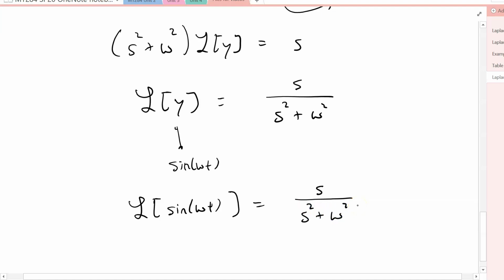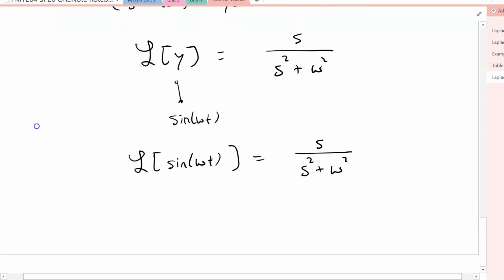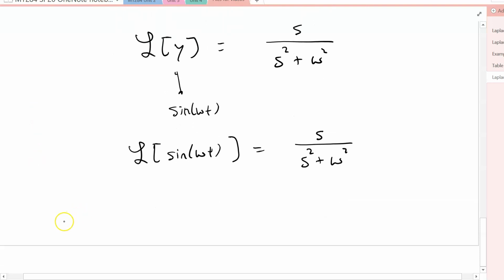We'll just do a quick example, and then we'll look at that in the table, and that will be it for this video. So again, just a quick example of this. What's the Laplace transform of sine of, let's say, 2t? That will be, this time it's s on top, the variable s.